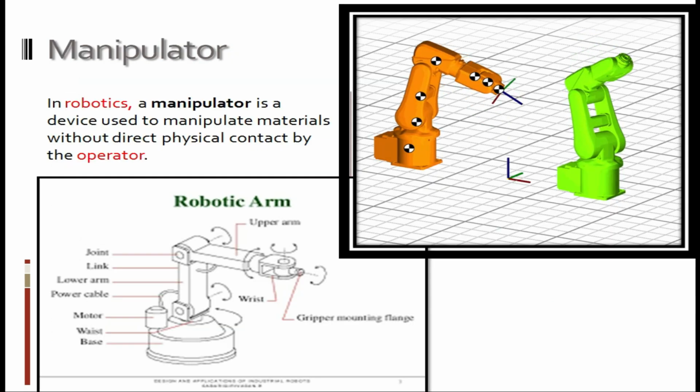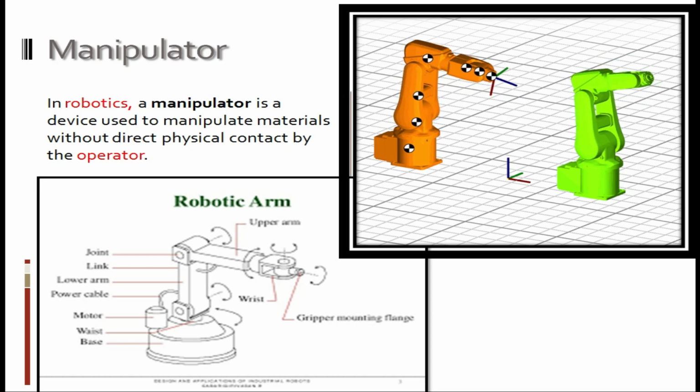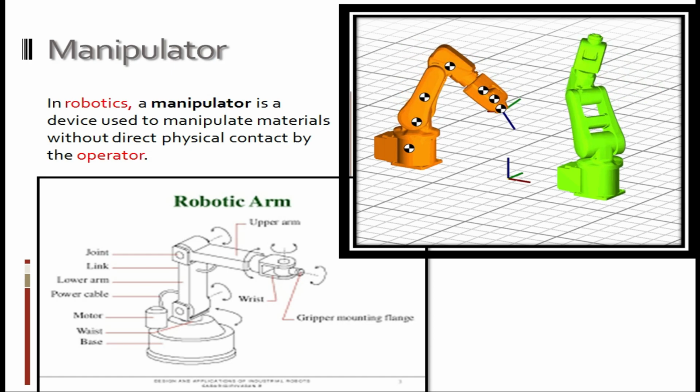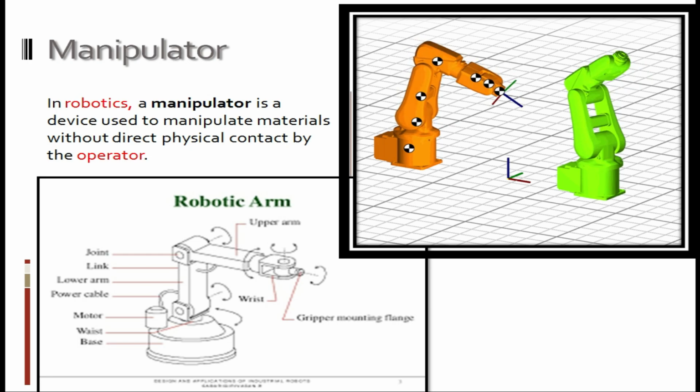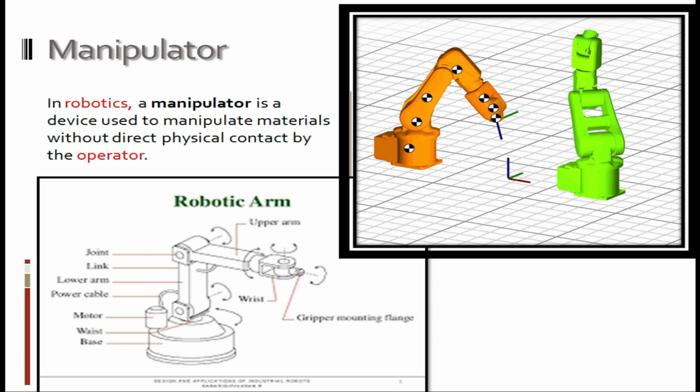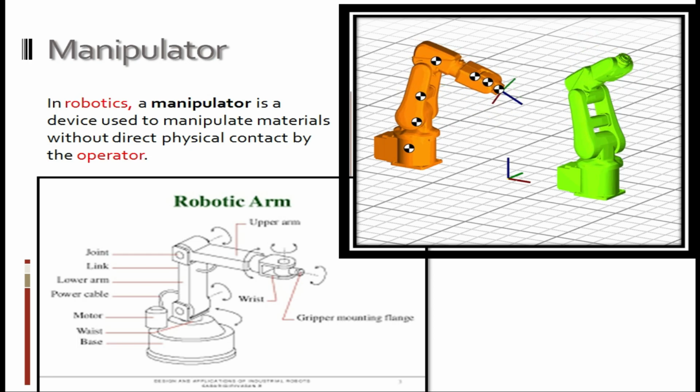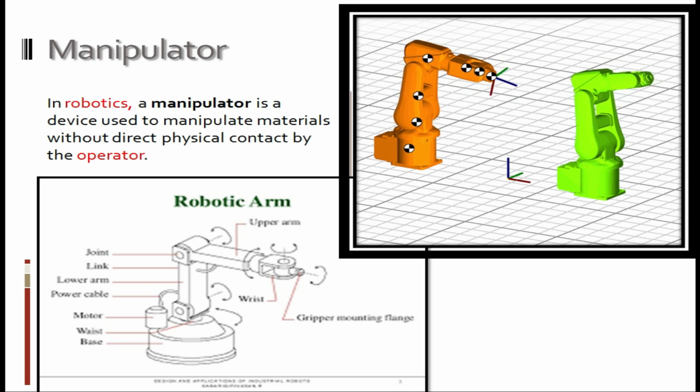Next, let us see some of the terminologies used in robotics. A manipulator is a device used to manipulate material without direct physical contact by the operator. Here in the animation, you can see how the two manipulators are continuously doing the task in a loop.